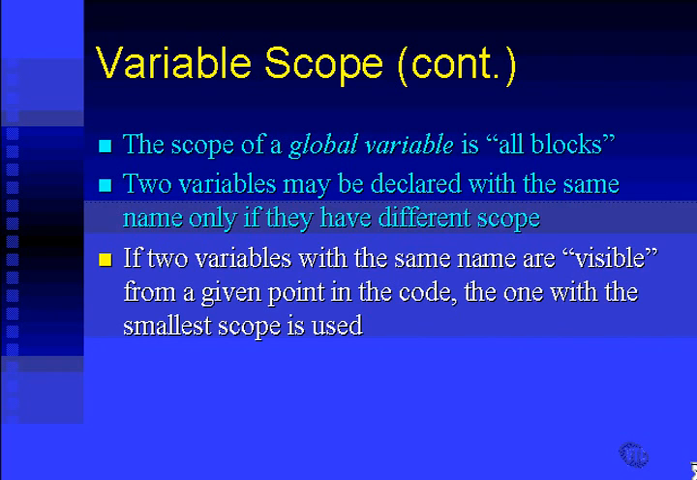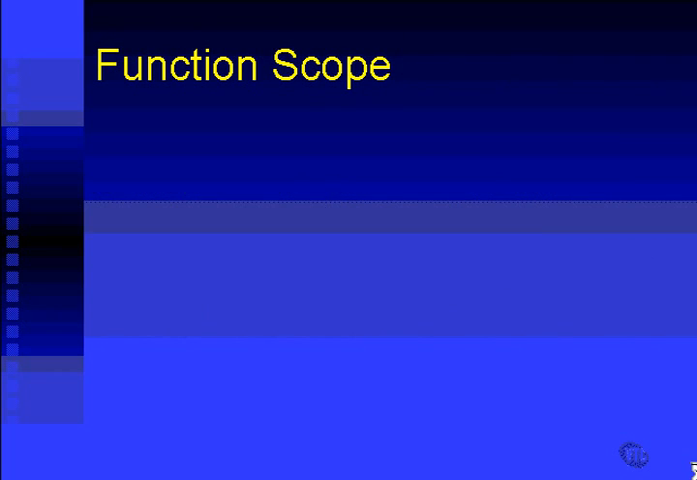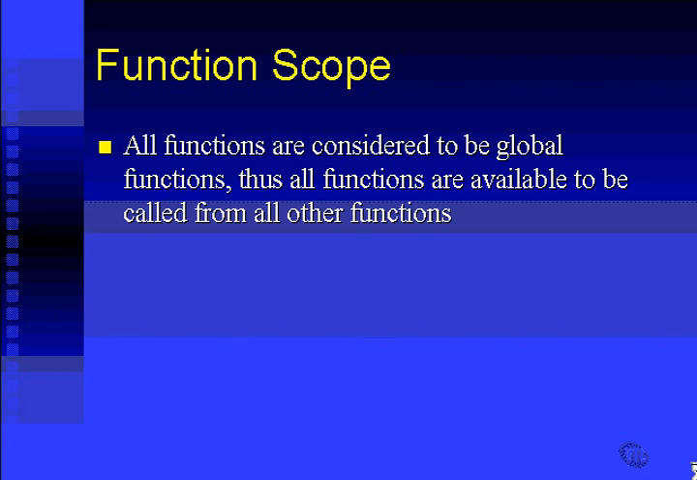Okay, that pretty much concludes the discussion on variable scope. I will show you some examples in a moment, but I want to conclude the discussion on scope by first looking at the other two types of scope, function scope and preprocessor directed scope. Firstly, function scope. Now, this function scope is very, very simple. All functions are considered to be global functions. That's pretty much it. Thus, all functions are available to be called from all other functions. There's no such thing as a local function or a function within a function.